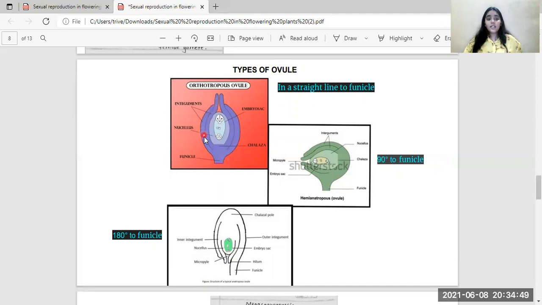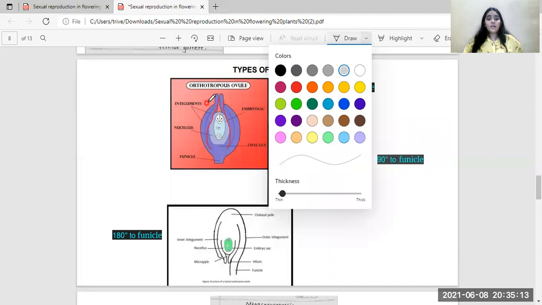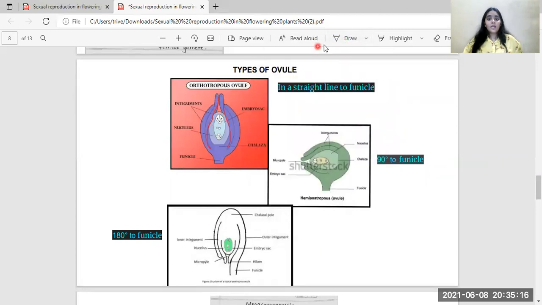This is the outer integument of the ovule, and this is the inner integument. This red line is the inner integument, and the white one is the outer integument.